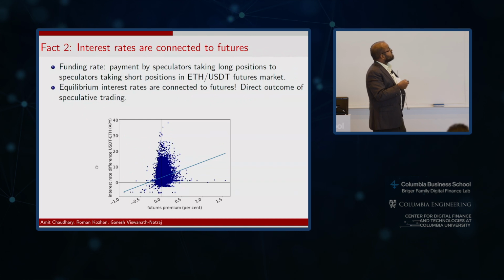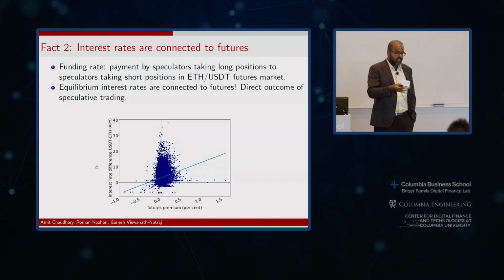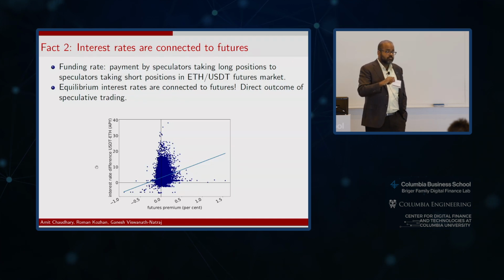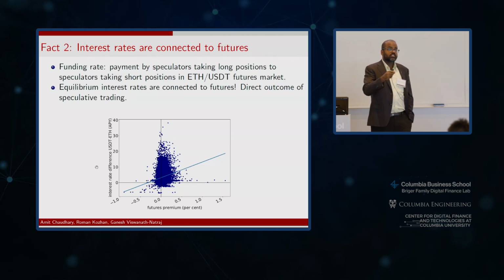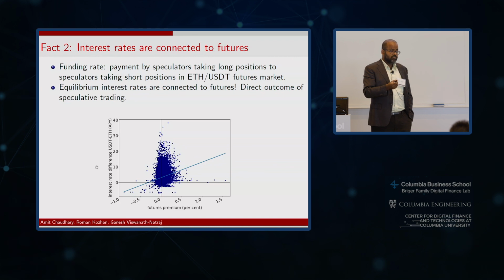The second fact is the relationship between interest rates and the futures premium. For the analysis in this paper, we use perpetual futures. In addition to the futures premium, there's also a funding rate, which is a rate paid by long position holders to short position holders every 8 hours. We find a positive relationship between the interest rate difference and the futures premium, which suggests that there's some integration between the lending protocol and the futures market.